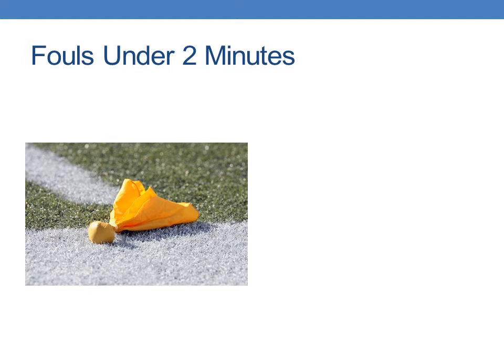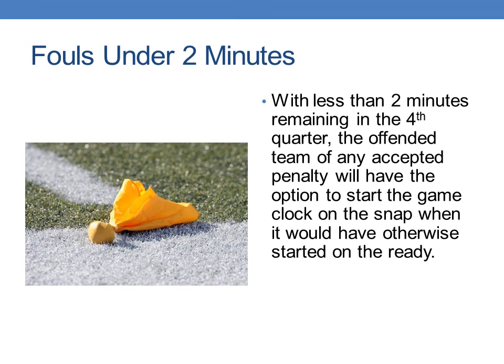There are some specific timing implications for fouls in the last 2 minutes of the game. Specifically, when a foul occurs under the 2-minute warning in the fourth quarter, the offended team has the option to start the game clock on the snap when it would otherwise have started on the ready, provided they accept the penalty. If the penalty is declined, they do not have the option to start the game clock on the snap. So here's an example.